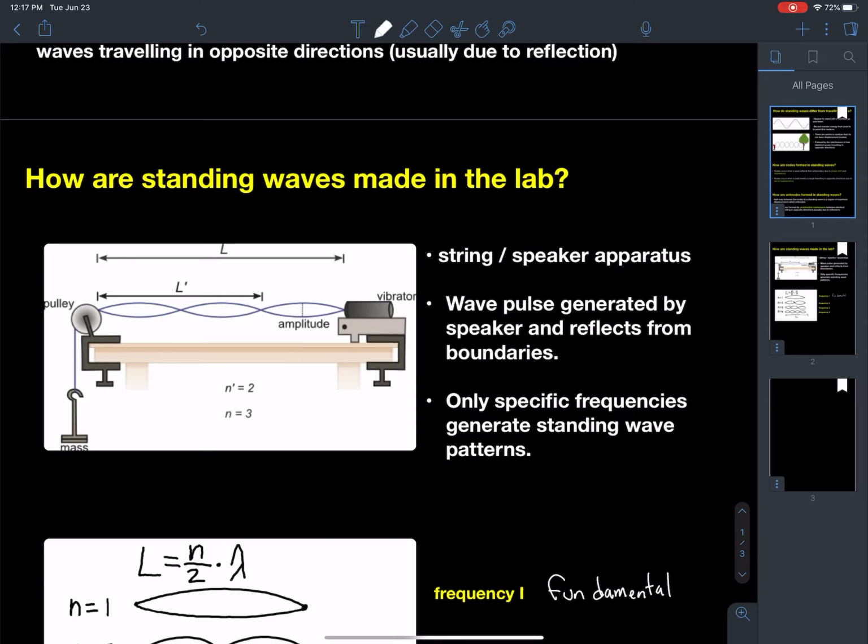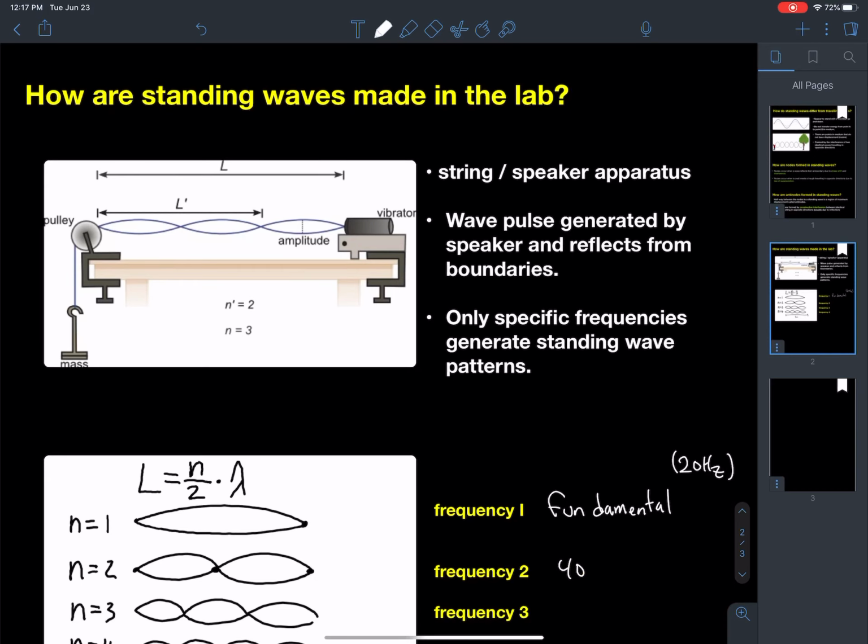What would be interesting is if we doubled that frequency. So let's say, for example, that fundamental frequency was 20 hertz. Now I'm just making that up. If I doubled that frequency to 40 hertz, we would see this pattern formed over here, okay? And that's my second frequency, or the first overtone, or the second harmonic, okay? This is the first harmonic or the second harmonic. You'd be reading that in the Tsokos text.